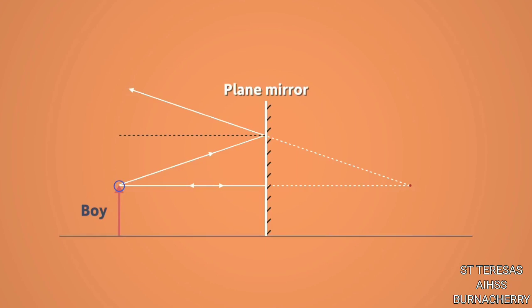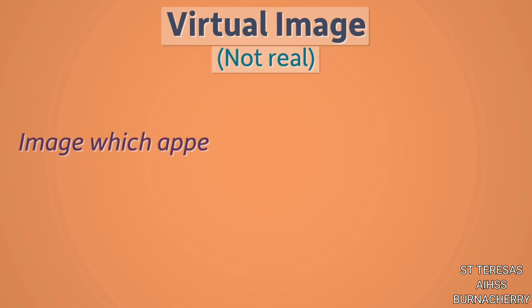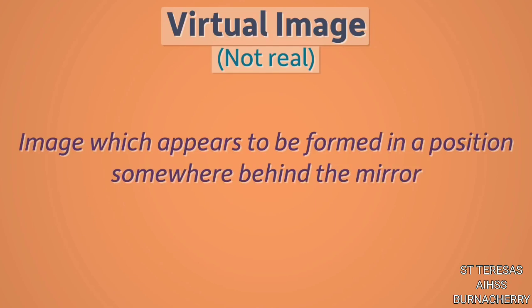So we just consider the top of the arrow here. We can do something similar for the remaining points on the object to get the complete image. So we say that the image formed here is virtual, or in other words, not real. You can think of a virtual image as an image which appears to be formed in a position somewhere behind the mirror, but in reality, it isn't there.